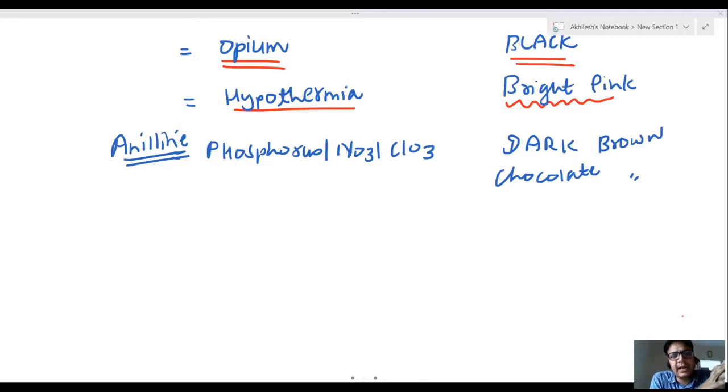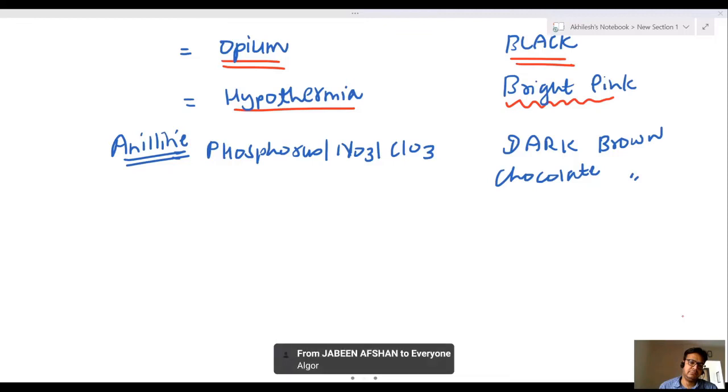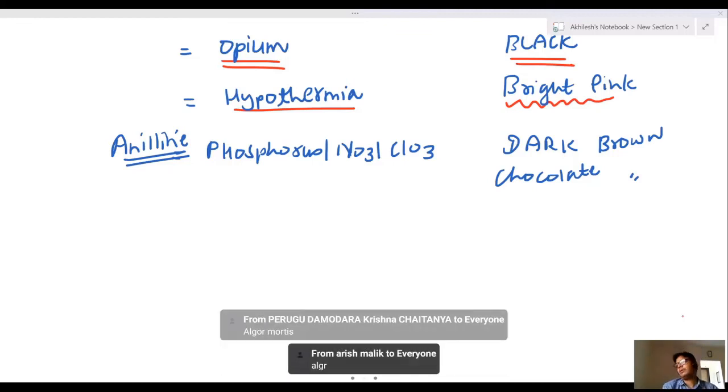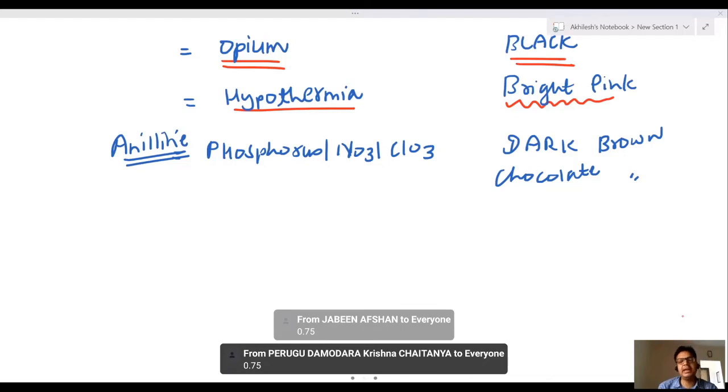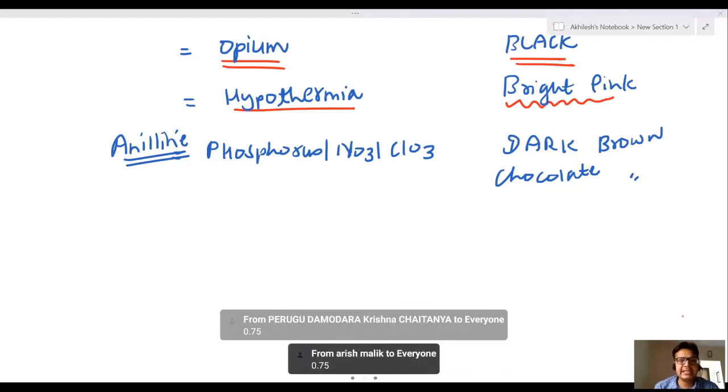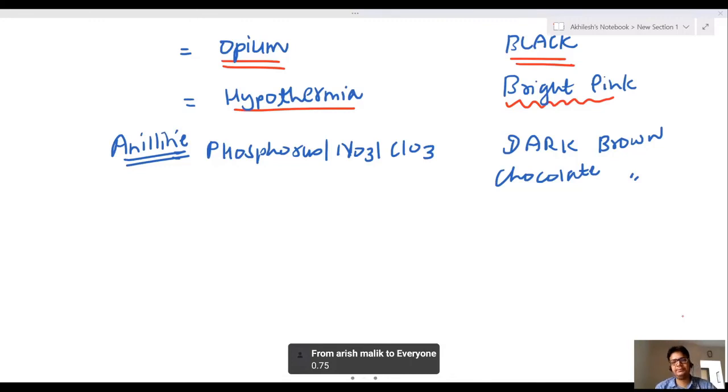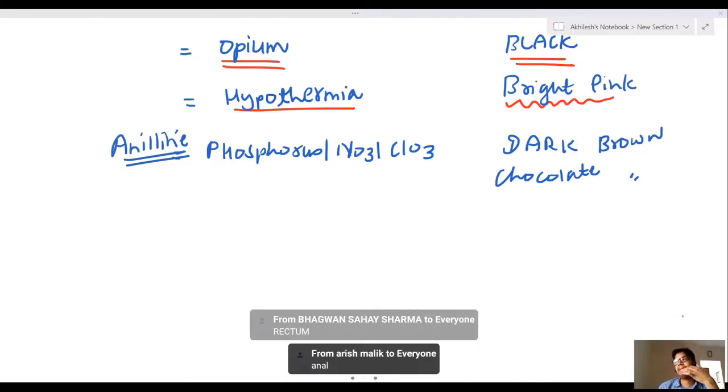Decrease in temperature of the dead body is known as algor mortis. What is the rate of fall of temperature in summer in Fahrenheit? 0.75 degree Fahrenheit per hour. What is the ideal site to record temperature? Rectal.